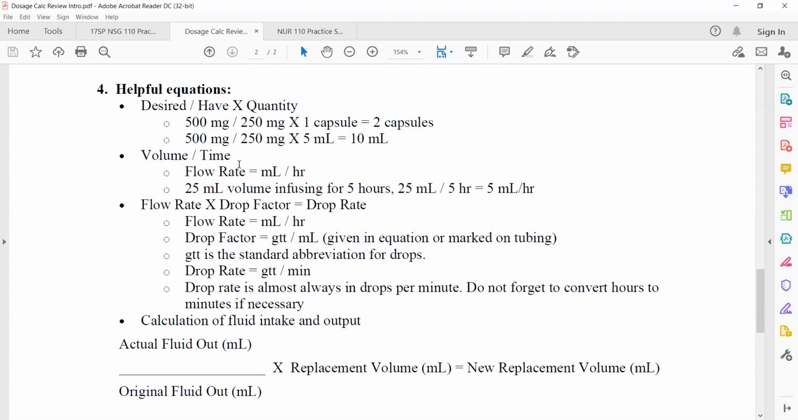When you do flow rate questions, I don't know that you have too many, or any, flow rate questions on this test, but you will definitely see them in second, third, and fourth semester.